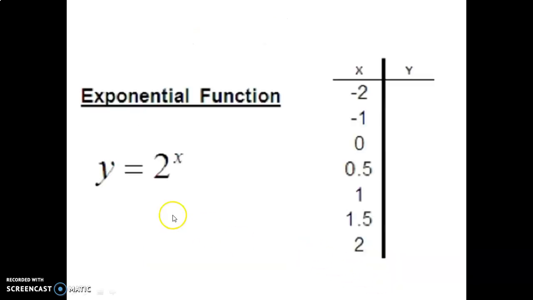Let's look at it using a different one. Let's use another common base of 2. So here's y equals 2 to the power x, an exponential function. Fill in some of these values. Let's have you fill in the first 3 here.